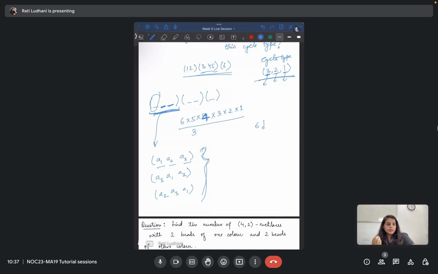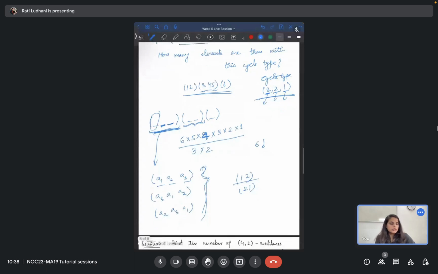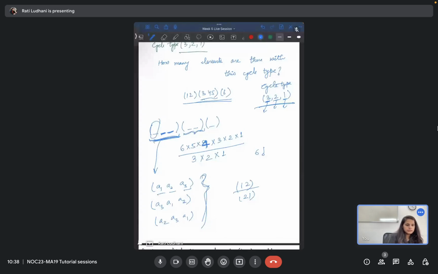Similarly with these two, you can have either 1 2, and this is the same as 2 1, so you have to divide by 2. And for the last one you can just have 1. So basically you need to divide by r, whichever the cycle length. So is that clear? This will be the cardinality of all the elements which have cycle type 3, 2, 1.